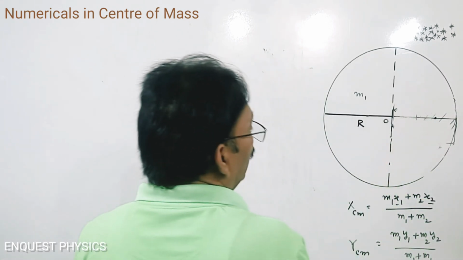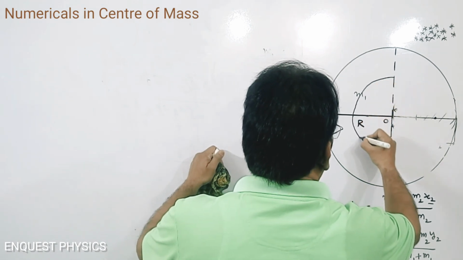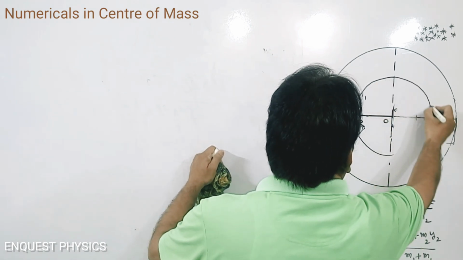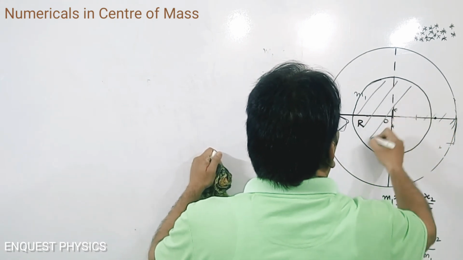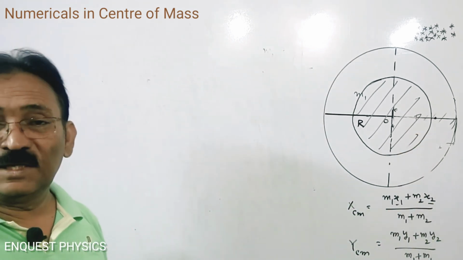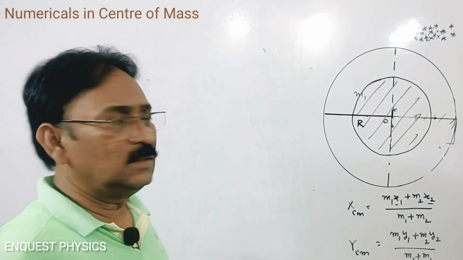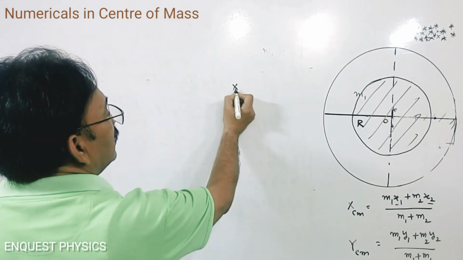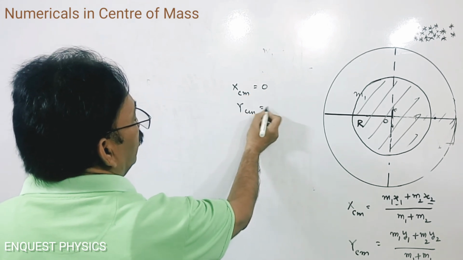Okay, this time what did happen? Another plate is removed from this, from its center exactly. Okay students, this is the removed part. Then what would be the shift in center of mass? There is no shift in center of mass. The coordinates of center of mass, xcm is equal to 0 and ycm is equal to 0.